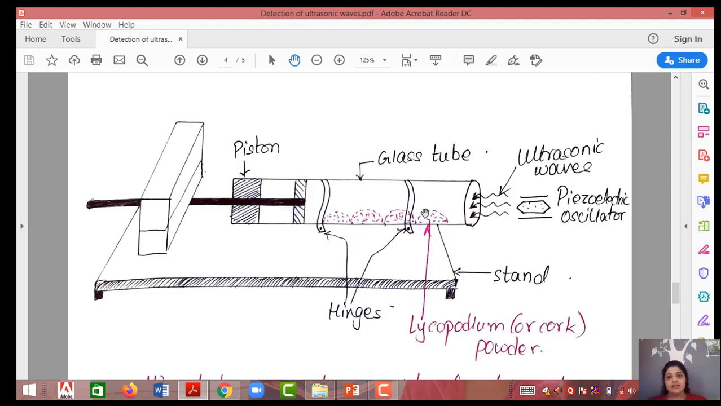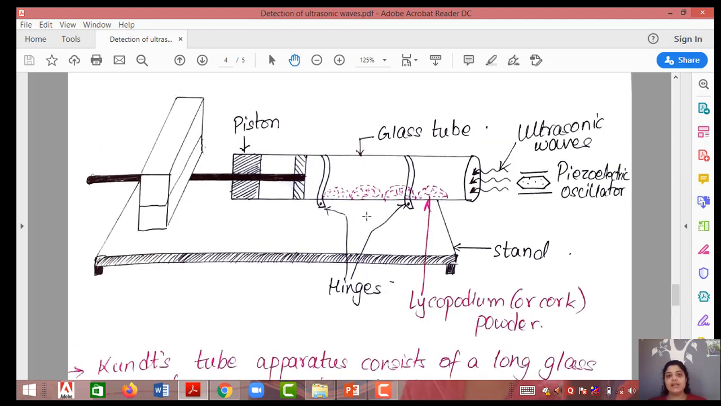And what is done? Lycopodium powder or cork powder. What is lycopodium powder? You can simply say it is like husk, a dust of wood. It resembles dust of wood. So this lycopodium powder is filled in the glass tube. So let me explain to you how this will detect.